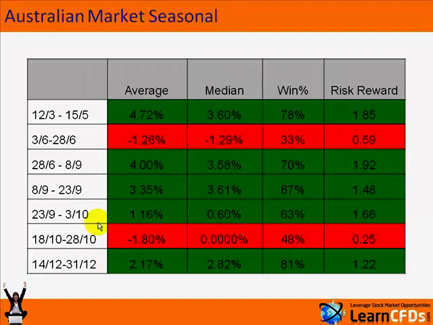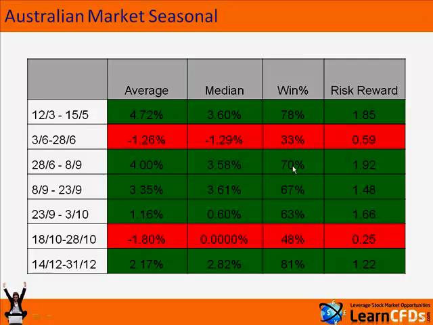So if we look into the detail behind it, here we can see the average returns for the different periods of time. And on average, the market's up 4.7% in the March to May period, over a 2-month period, with a winning percentage of 78% and a risk reward of 1.85. Your weakness is shown here in red. 33% of the time it's profitable on the long side, so therefore it's profitable on the short side 67% of the time. And on average we lose money 1.2% during this time.